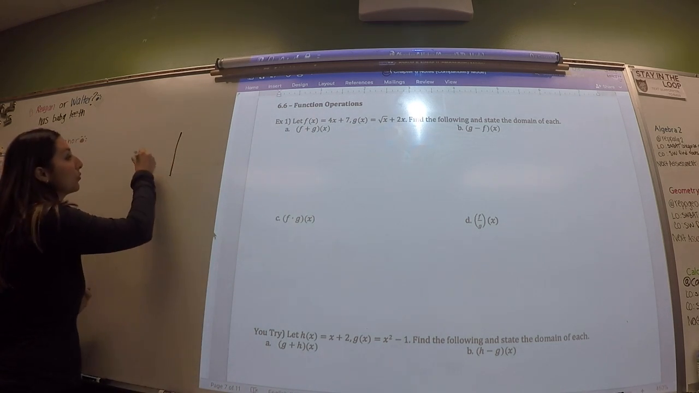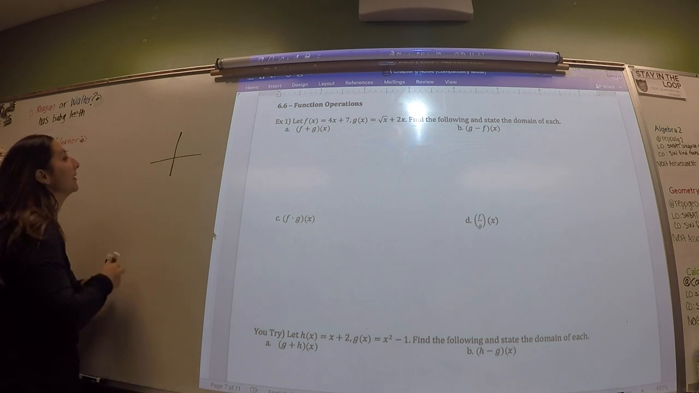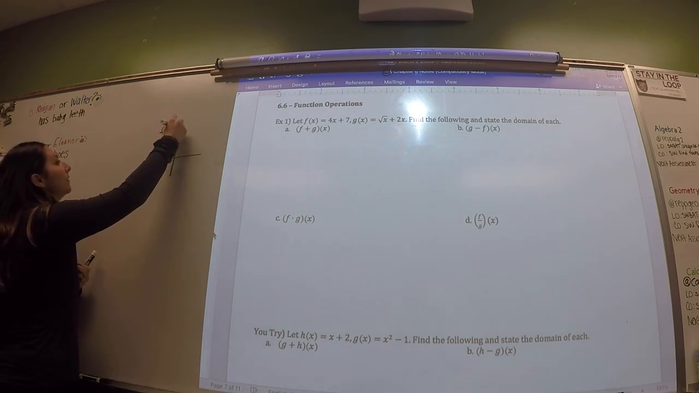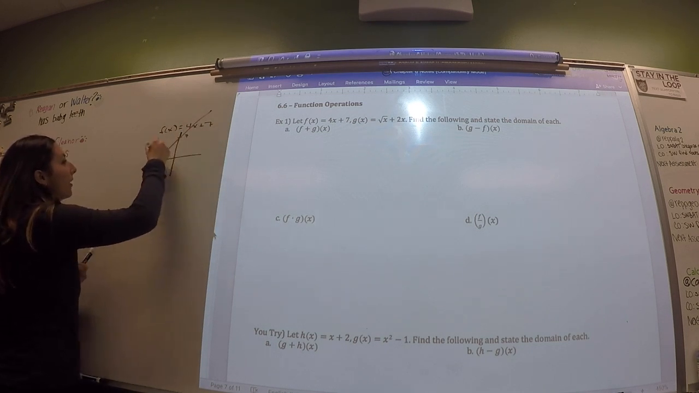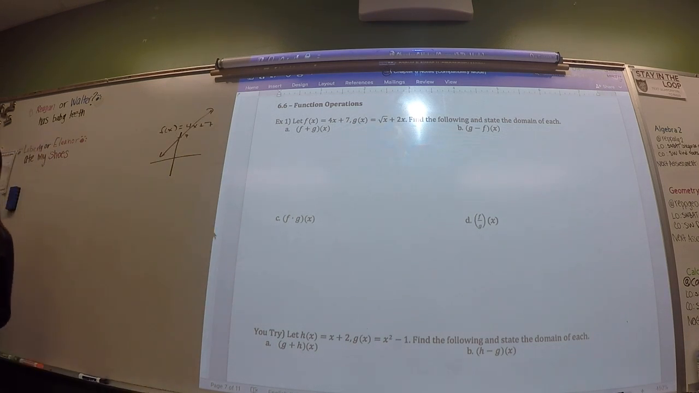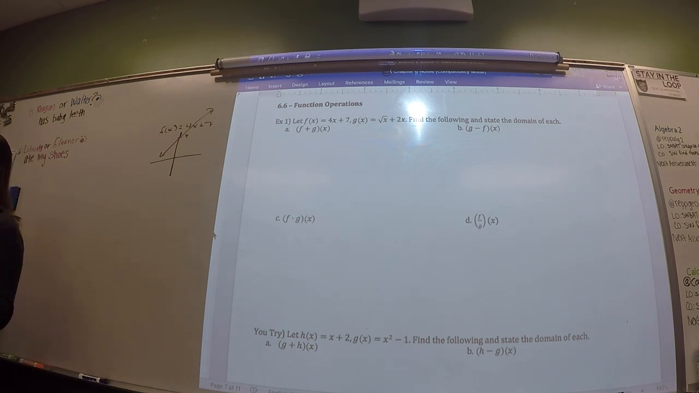Just as a really quick review, the function 4x plus 7 looks like a line. It has a y-intercept of 7 and a slope of 4, and it looks something like this. That function has a domain of all real numbers because all lines have a domain of all real numbers. The x is going to go forever to the right, and forever to the left, and therefore you can plug anything in you want for x.